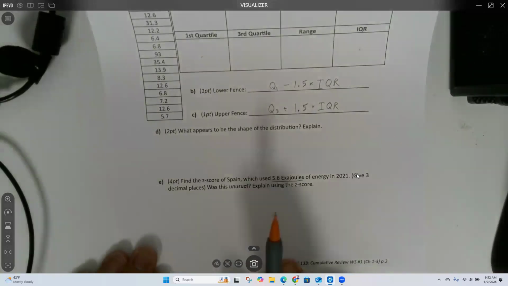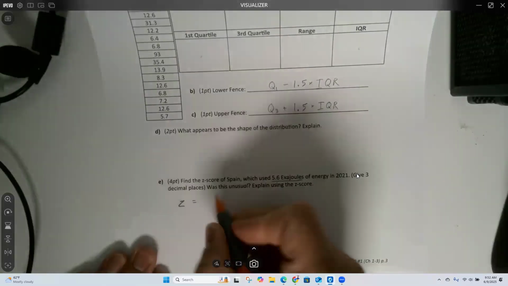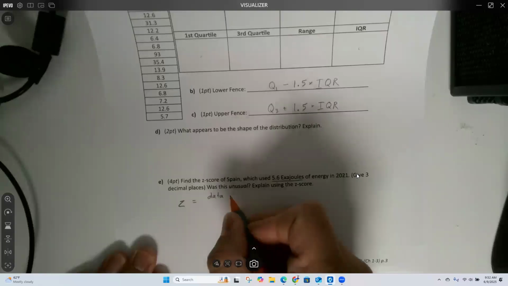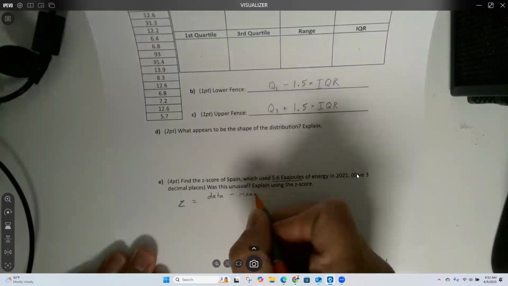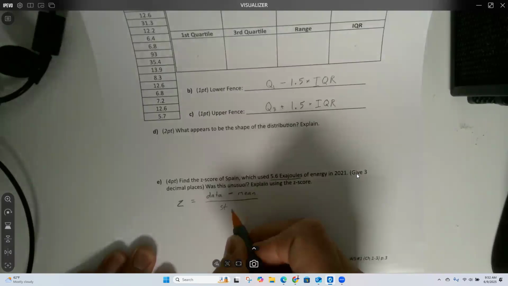So to do that, we need Z-score is equal to my data point, okay, minus the mean divided by standard deviation, okay?